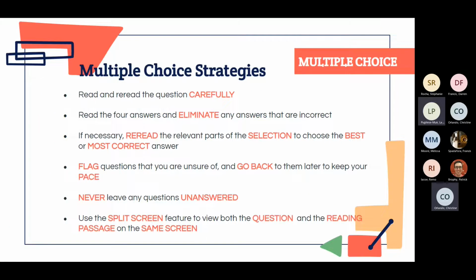Just briefly, because 31 of the 33 questions are multiple choice, we just want to make sure that we are still giving them the attention they deserve. They are not perhaps as easy as one might think, and so we want to make sure we're using the following strategies. Are you reading and rereading the questions carefully? Are you using best practices to eliminate answers that you know are off topic? Have you reread parts of the selection to help you select the most correct answer?